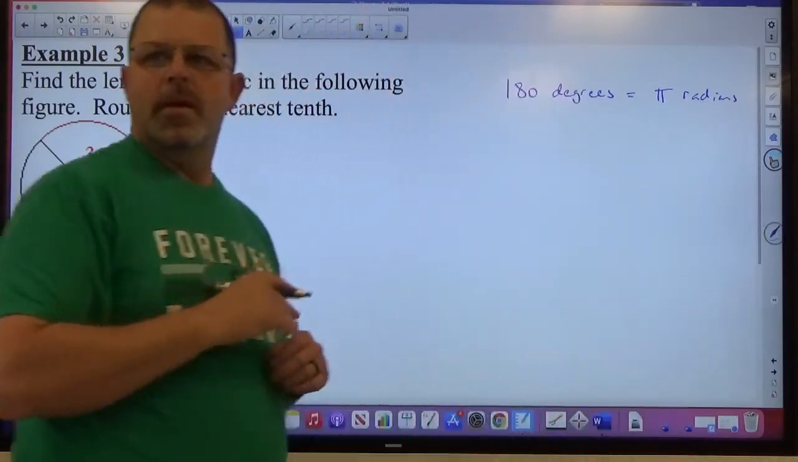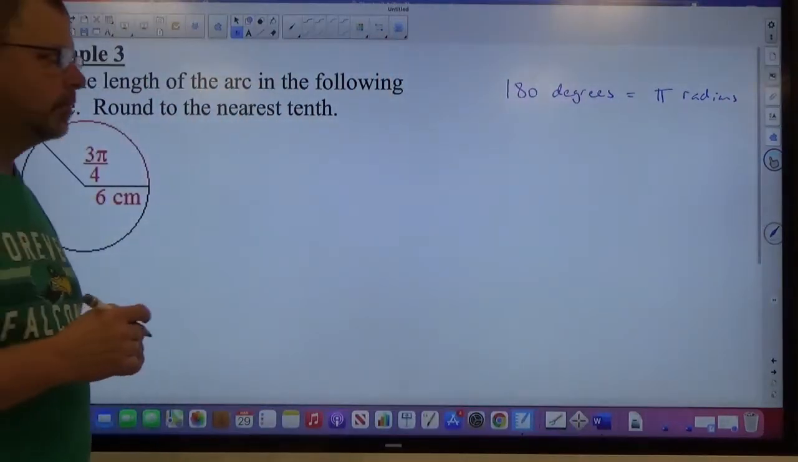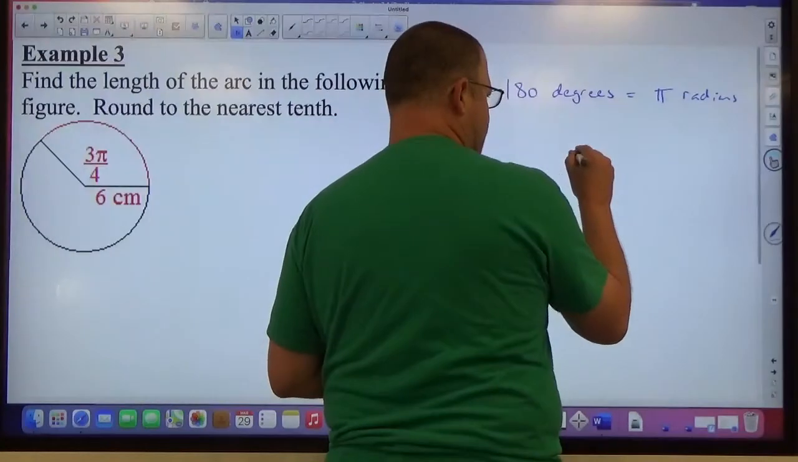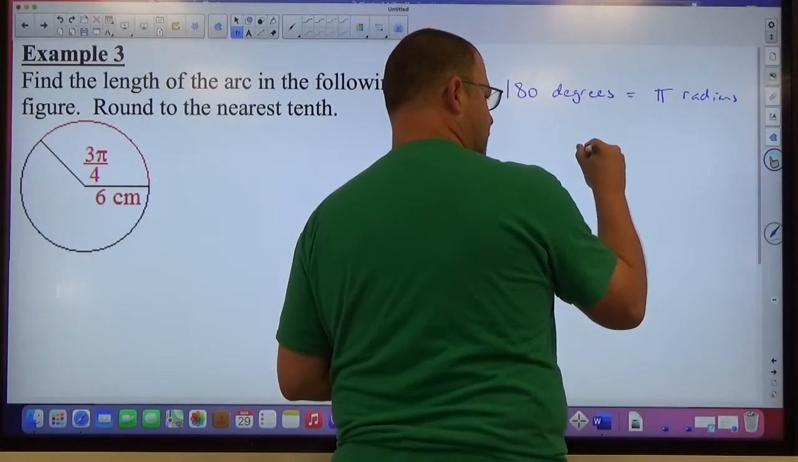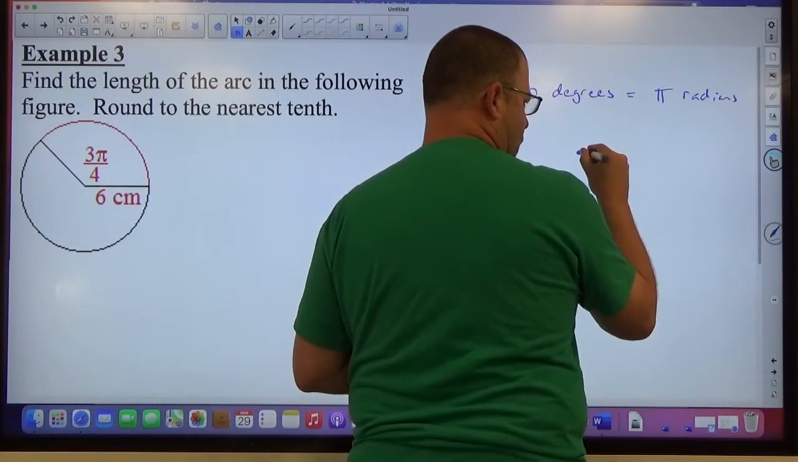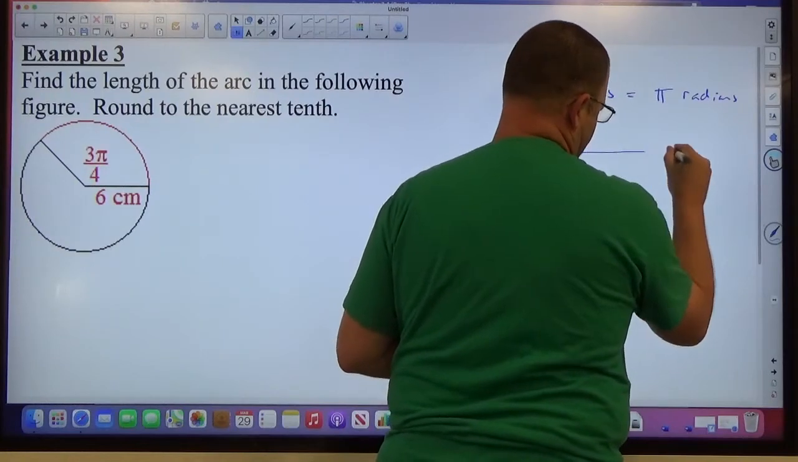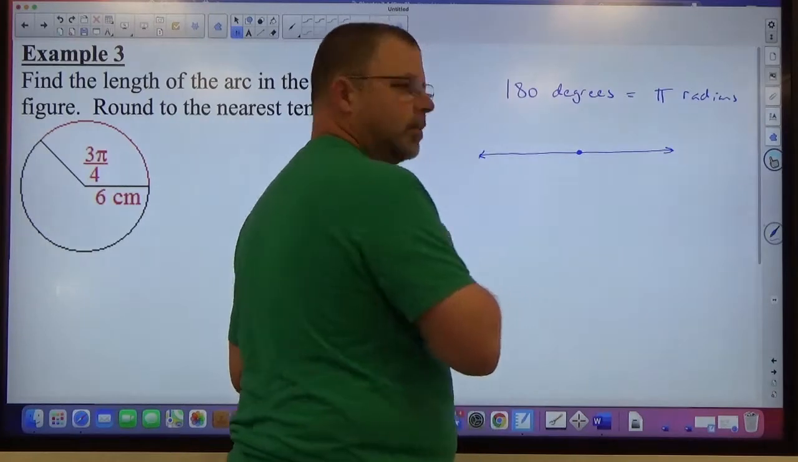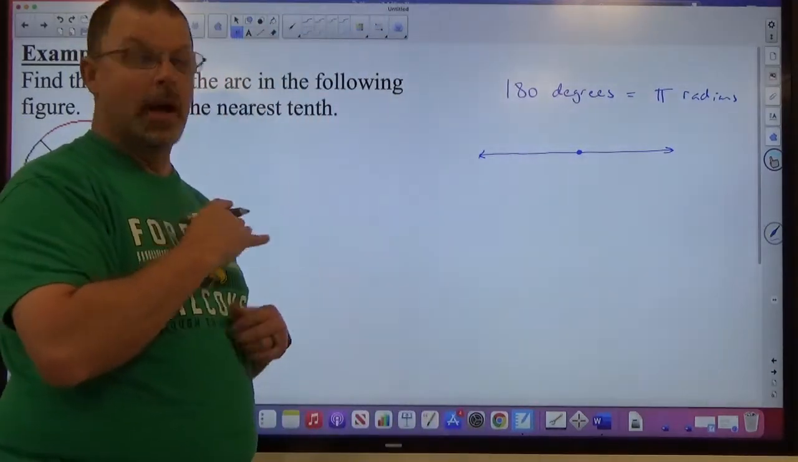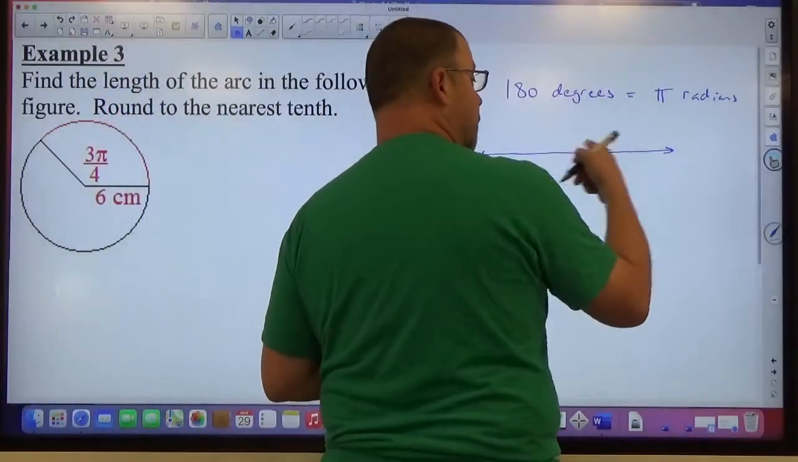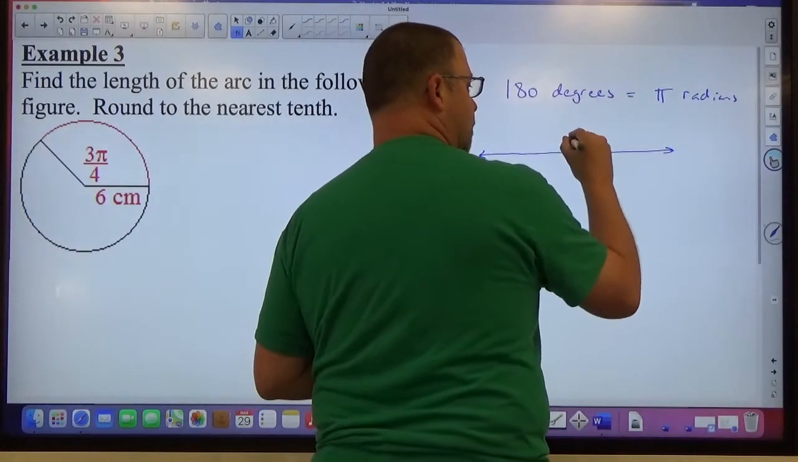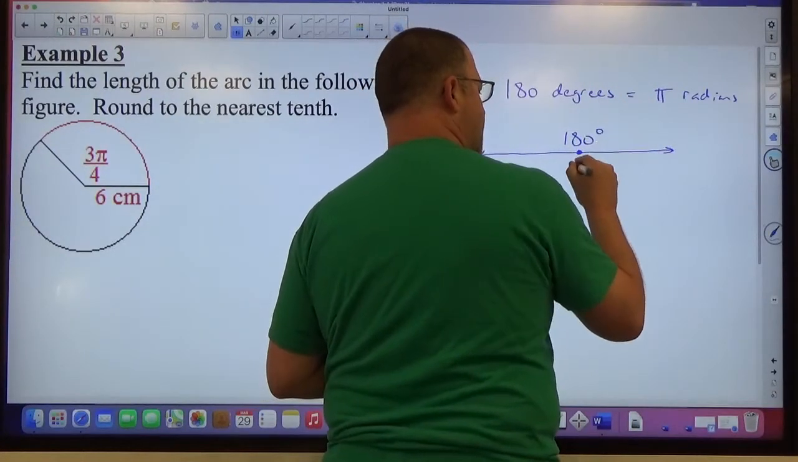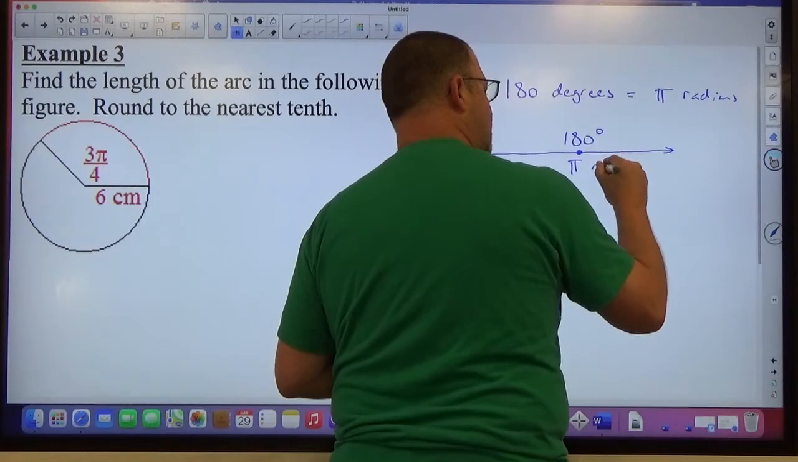Right? In picture form, imagine we have a straight angle. So we have a dot here, a ray going off to the right, and a ray going off to the left. How many degrees is that angle? 180 degrees. So I want you in your brain to make this relationship that 180 degrees and pi radians are the same thing.